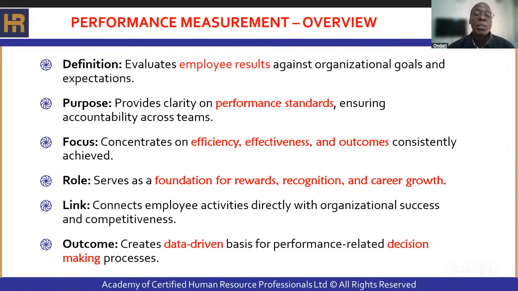Effectiveness is about results. Employees must produce desired results. And these results can relate to one, revenue generation, two, profit making, and three, quality of goods and services. So an effective employee is one who produces desired results. And lastly, outcomes are the benefits that we are going to derive from the performance of these employees. For example, improved customer satisfaction or reduced cost of investment.